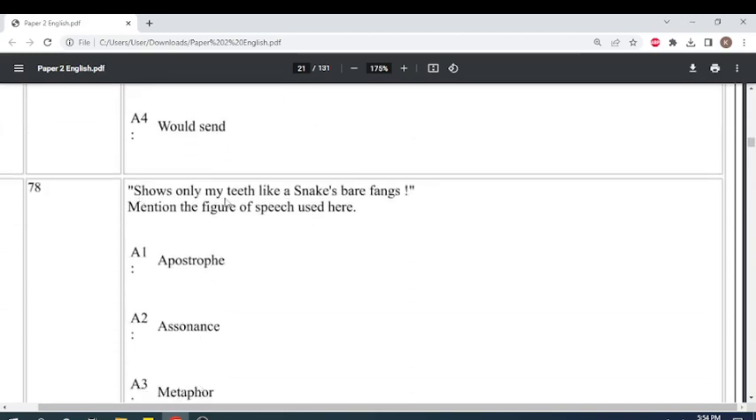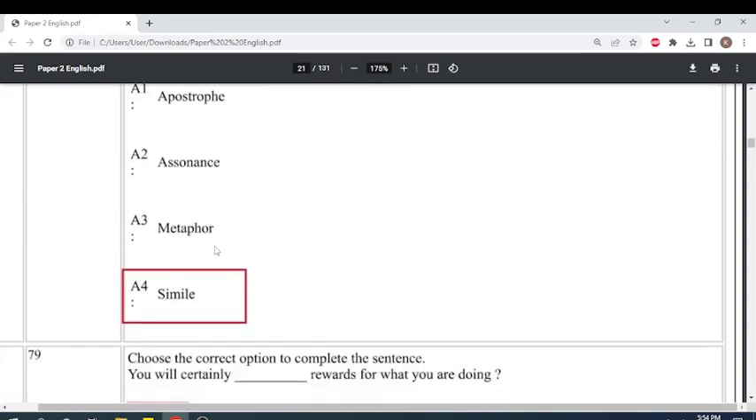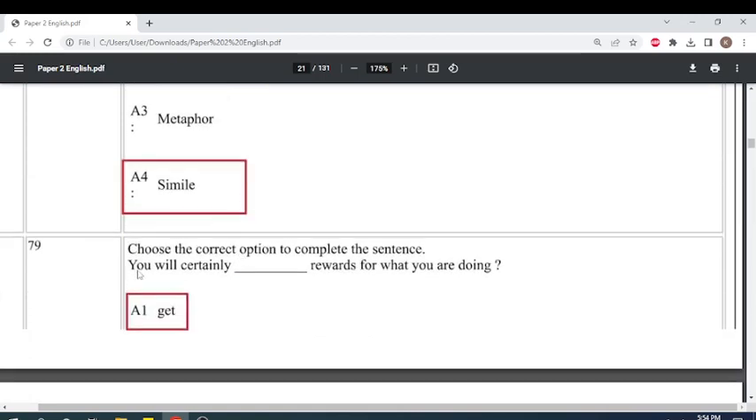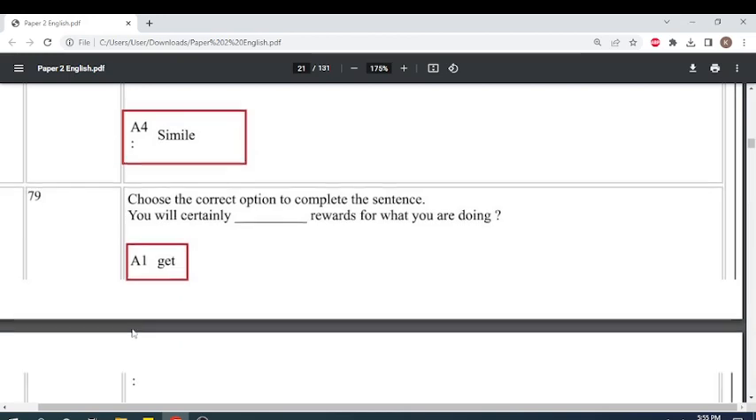78. Show only my teeth like a snake's bare fangs. Mention the figure of speech used here. Answer A4, simile. 79. Choose the correct option to complete the sentence. You will certainly dash rewards for what you are doing. Answer A1, get.